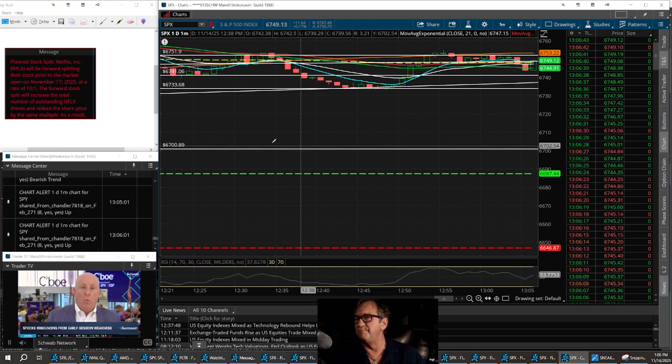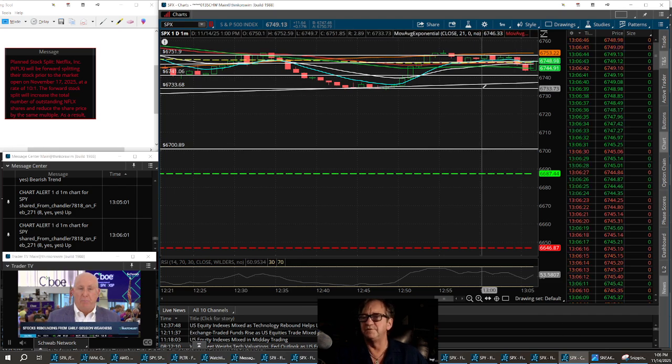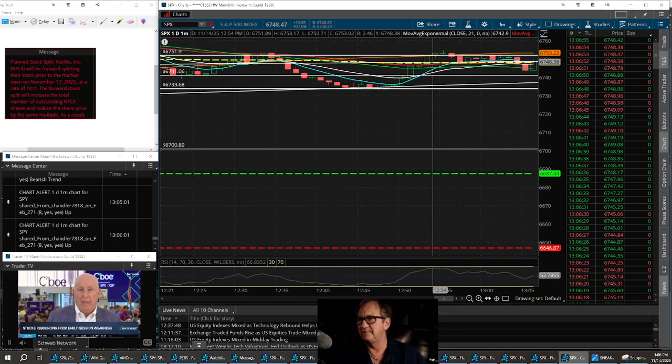So that's called the megaphone pattern. How to play the resistance level on top of the megaphone as it pulls back. What becomes resistance now becomes support.